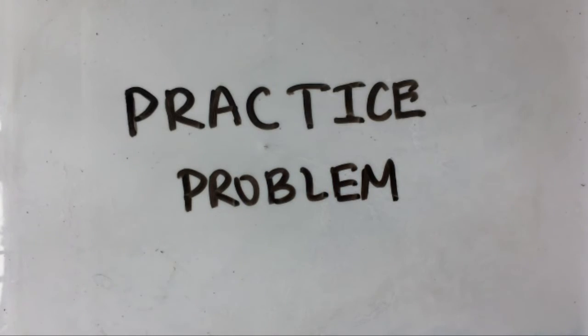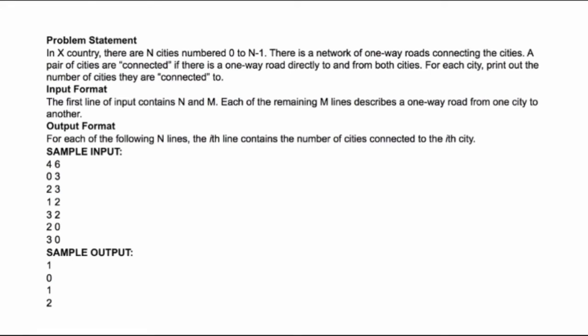Now that we've gone over how graphs work, let's try using them in a problem. If you would like to try solving the problem on your own first, make sure to pause the video. Here's what the problem asks. In X country, there are n cities numbered 0 to n-1. There is a network of one-way roads connecting the cities. A pair of cities are connected if there is a one-way road directly to and from both cities. For each city, print out the number of cities that they are connected to.